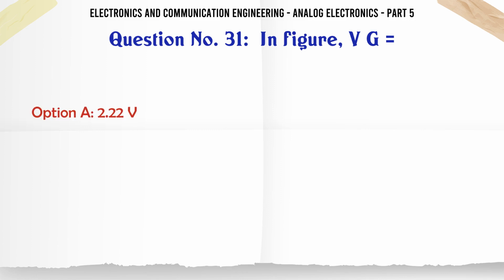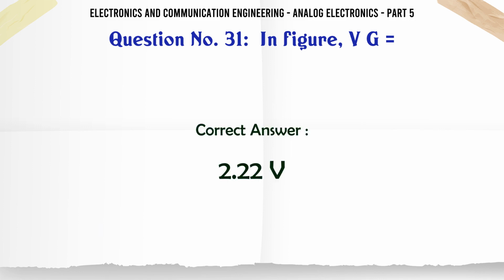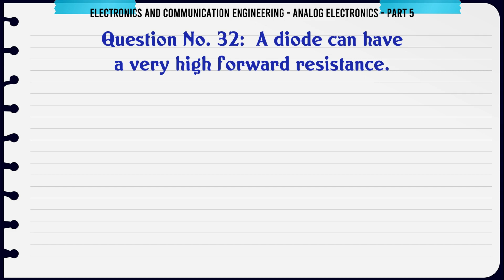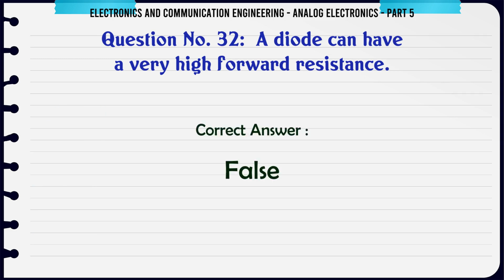In the figure, VG is: A, 2.22 V; B, 22.2 V; C, 0.22 V; D, 0.022 V. The correct answer is 2.22 V. A diode can have a very high forward resistance. A, True; B, False. The correct answer is false.